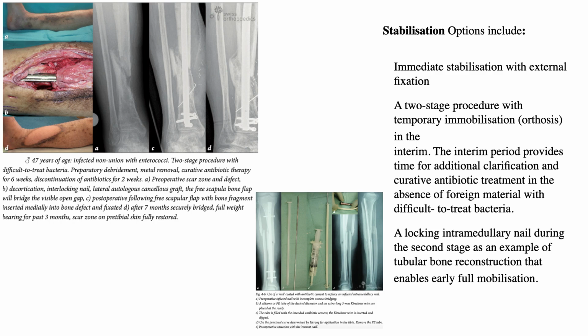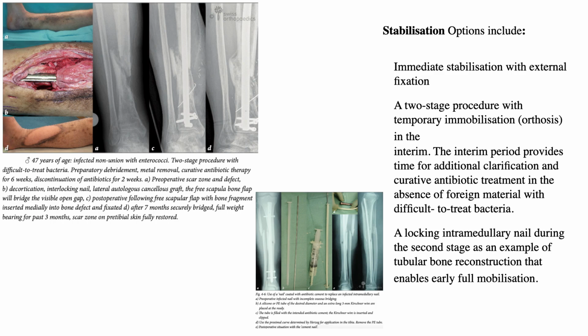Here, as I told, are the stabilization options, which include intermittent stabilization with external fixators, and a two-stage procedure with temporary immobilization, that is an orthosis, in the interim. The interim provides time for additional clarification and curative antibiotic treatment in the absence of foreign material with difficult-to-treat bacteria. Unlocked intramedullary nailing during the second stage, as an example for tubular bone reconstruction, enables early full mobilization.